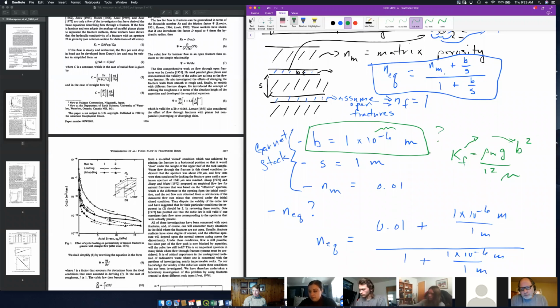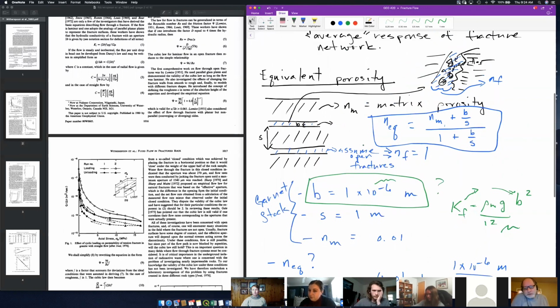If you've got core and you've managed to keep that rock intact, you can do things like CAT scan or various really high resolution imaging. But it's really hard to get a chunk of rock out and not disturb the actual fracture aperture. So in general, we back it out through measurements of the hydraulic conductivity.